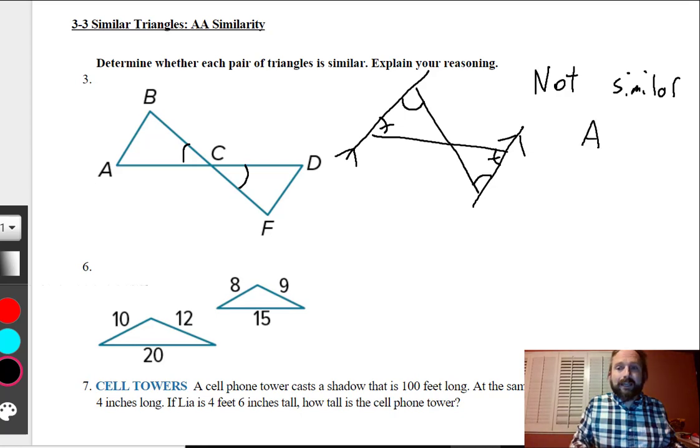There's no AA similarity? Nope. It's just one A, just one angle. Angle ACB is congruent to DCF because of vertical angles, and that's it. All right, let's go on to 6.